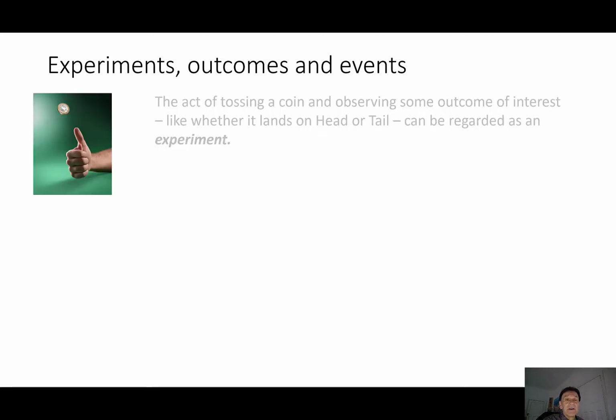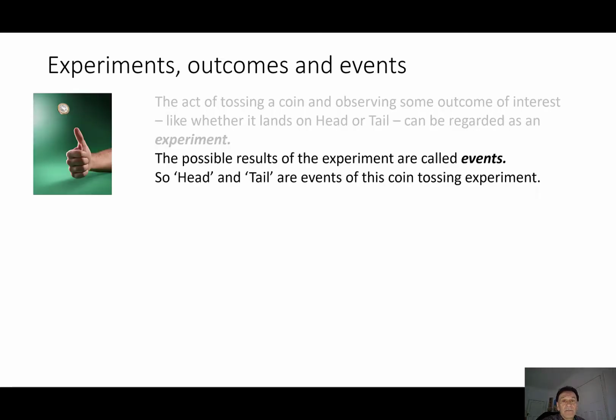In order to properly define probability, we have to introduce the notion of experiments, outcomes, and events. So the act of tossing a coin and observing some outcome of interest, like whether it lands on a head or a tail, can be regarded as an experiment. The possible results of the experiment are called events. So head or tail are events of the coin tossing experiment, but they might not be the only ones. It could, for example, land on its side, or it could fall down a drain or whatever. It depends on the context.